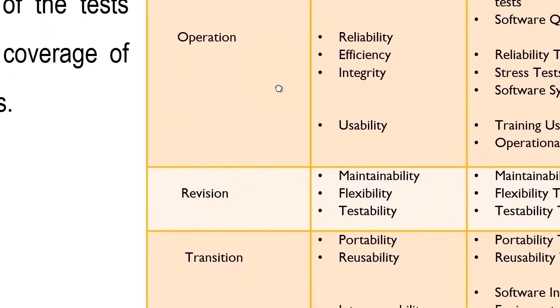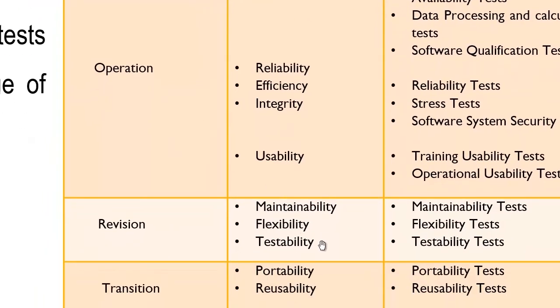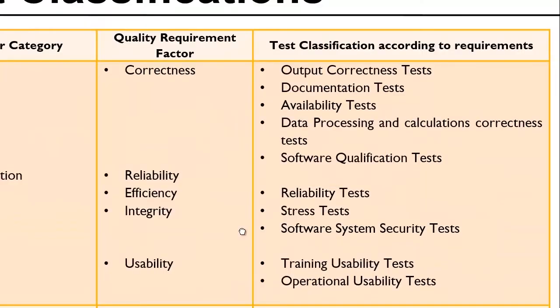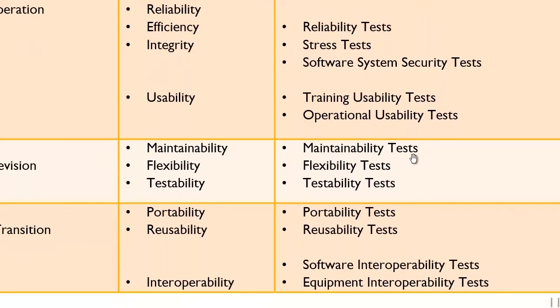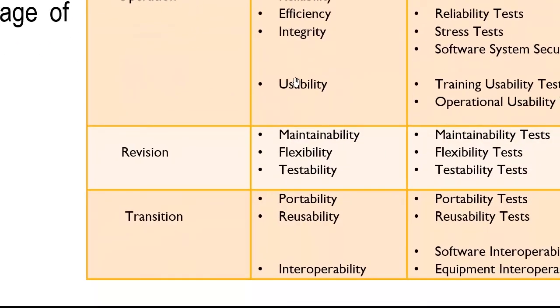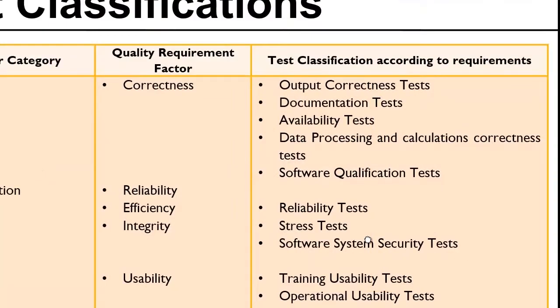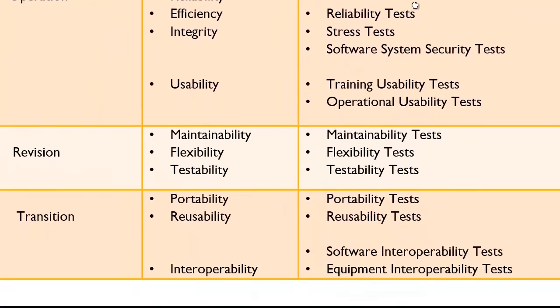Factor category: revision. Quality requirement factors: maintainability, flexibility, testability. Test classification according to requirements: maintainability tests, flexibility tests, testability tests. Factor category: transition. Quality requirement factors: portability, reusability, interoperability. Test classification according to requirements: portability tests, reusability tests, software interoperability tests, equipment interoperability tests.